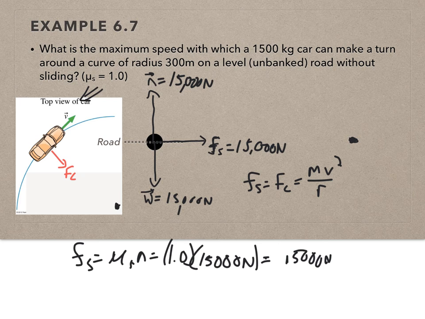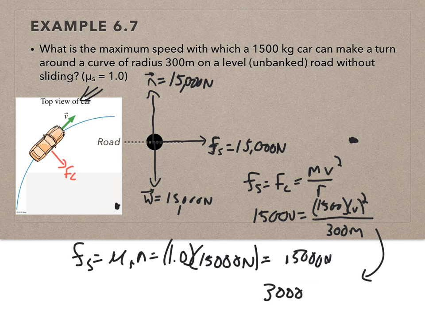So what do I know from here? I know my static friction is 15,000. I know that my mass is 1,500. Speed is what I'm trying to find, that's speed squared. And my radius is 300 meters. 1,500 divided by 300 is about 5. I divide that on both sides, and I get 3,000 or so is equal to v squared. So now, what's my speed? That's the square root of 3,000.